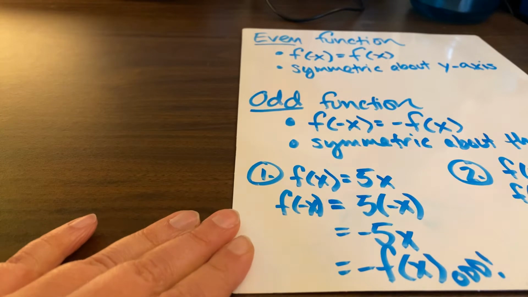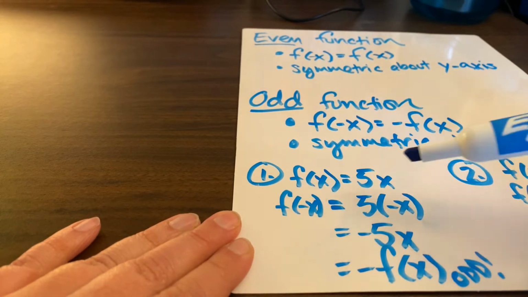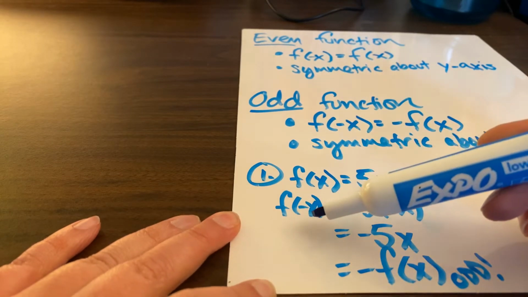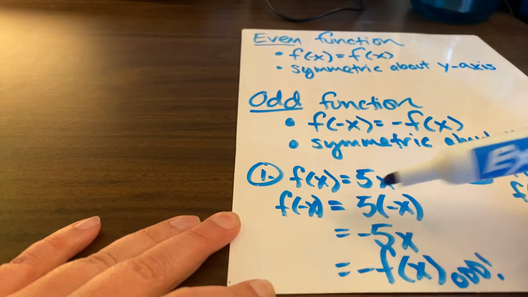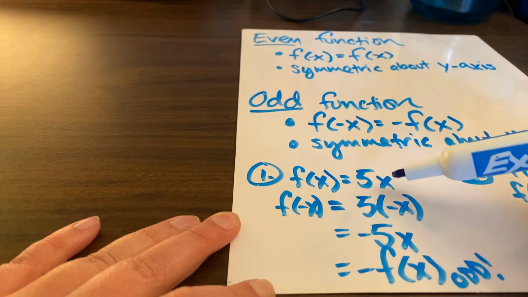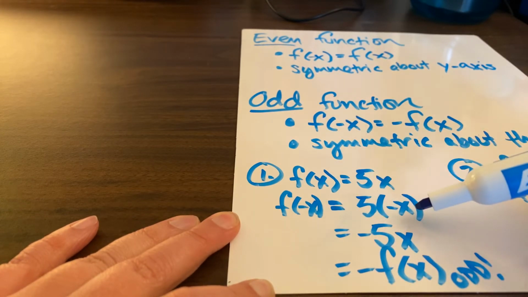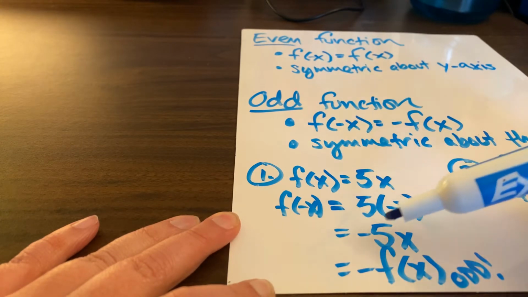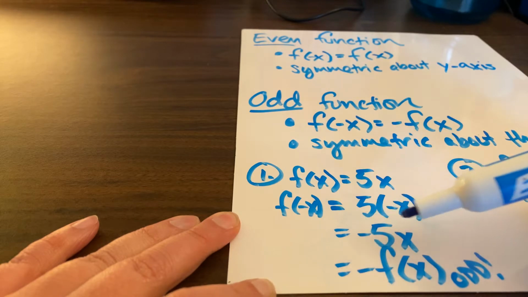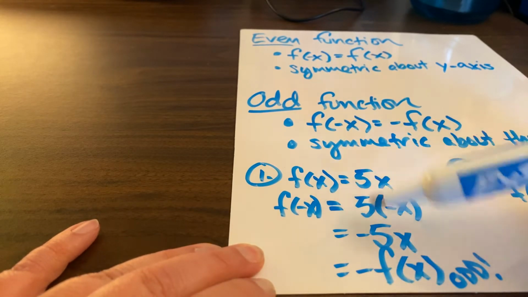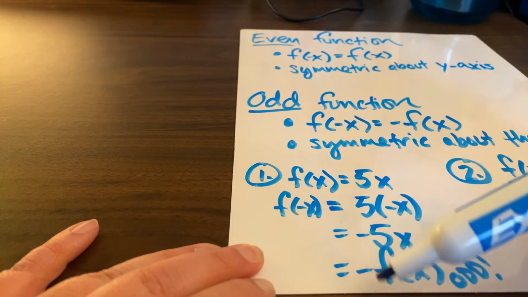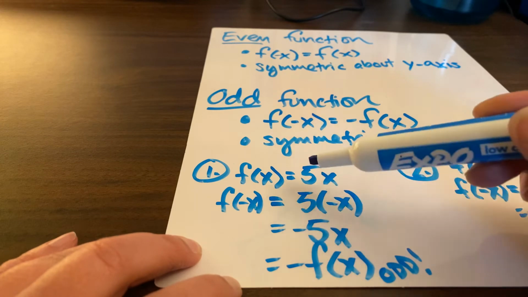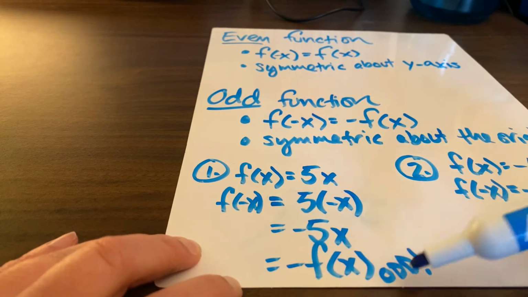Let's look at this one here. f of x is 5x. If we wanted to figure out whether this is odd or even, we plug in a negative x here, and we replace this x with a negative x as well. When we multiply 5 by negative x, we can move that negative out in front, and so we would have negative 5x. Well, this is the same as negative f of x. And so because it's the opposite of what we originally started with, it is an odd function.